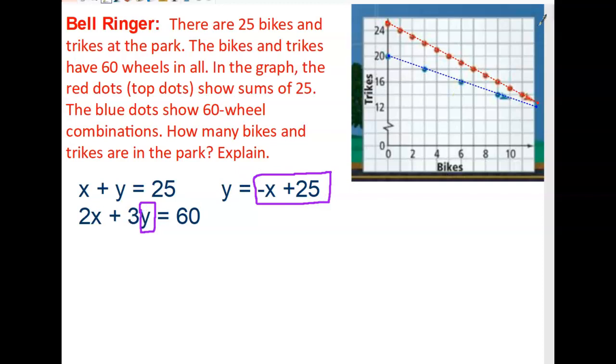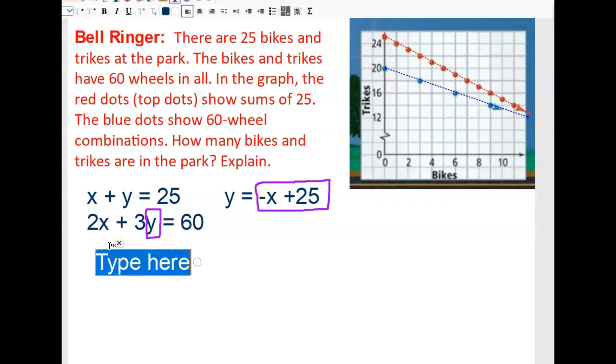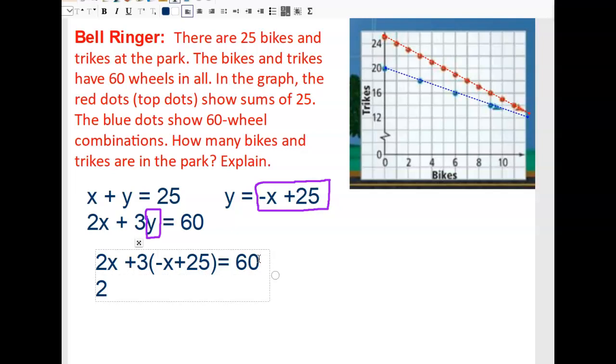Substitution. Excellent. So we're going to substitute. So we get 2x plus 3 times negative x plus 25 equals 60. And then what do I have to do from here? What's it called when I take that 3 and multiply it in? The distributive property. So we're going to distribute.